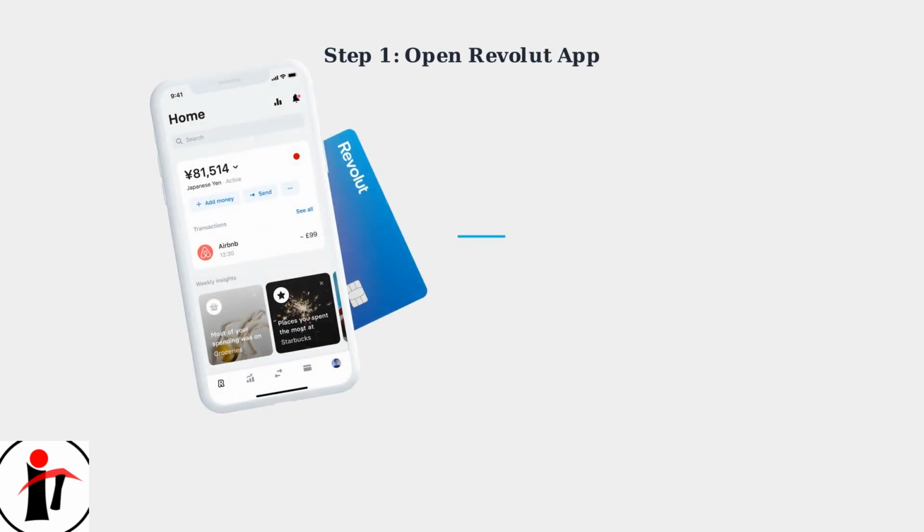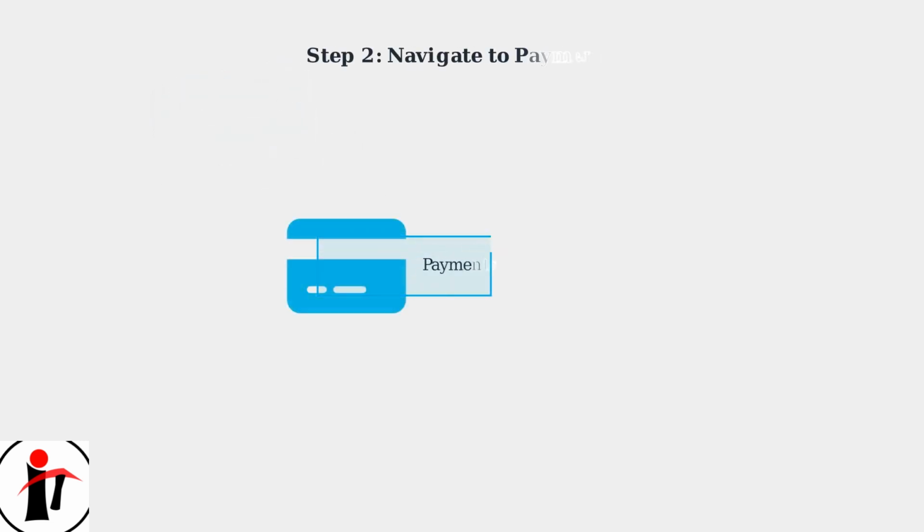Finding your Revolut QR code is straightforward. Start by opening the Revolut app on your phone. Next, locate and tap on the Payments section. This is typically found at the bottom of your screen as a payment icon.